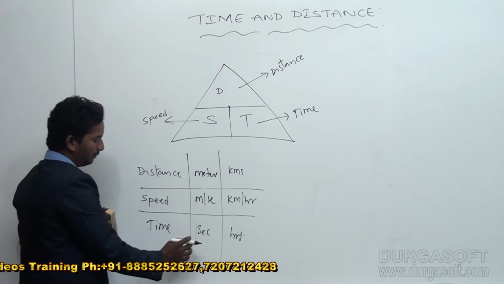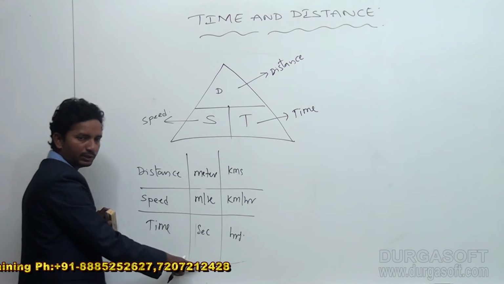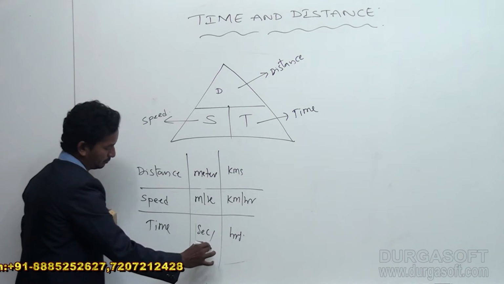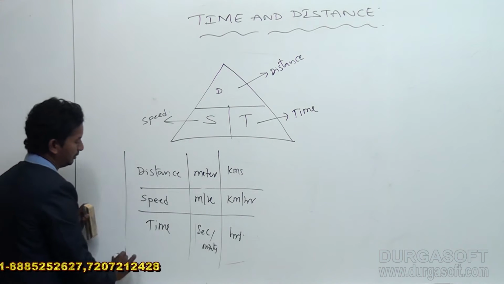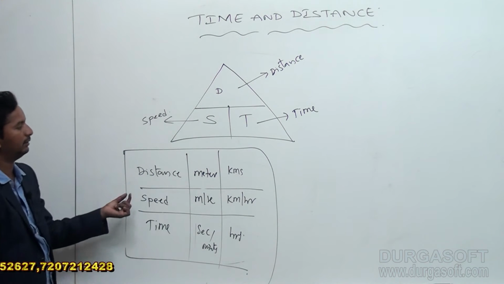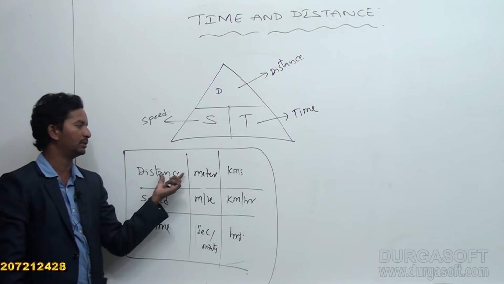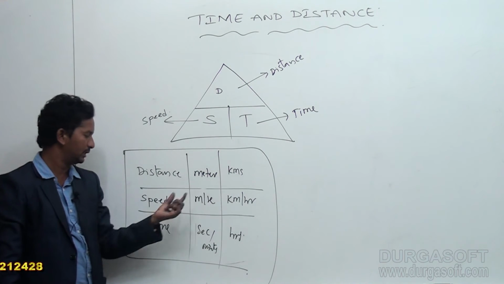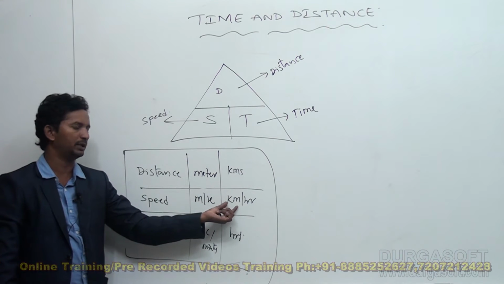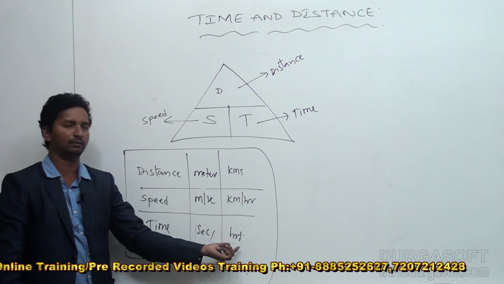When minutes are given, you convert them into hours. When seconds are given, you convert them into minutes, maybe seconds or minutes. This is the one table. The distance is always in meters, like 20 meters or 30 meters, and in kilometers, like 400 kilometers or 300 kilometers. The speed is always meter per second, like 20 meters per second, or kilometer per hour. Time is always in seconds, minutes or hours.